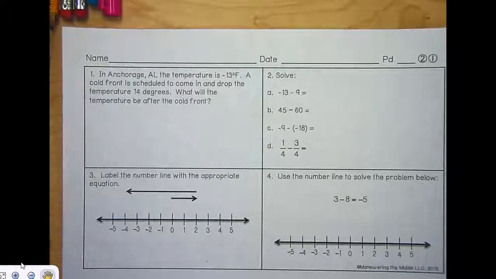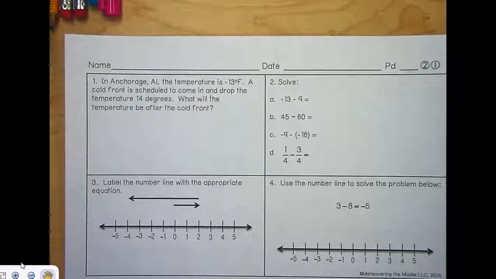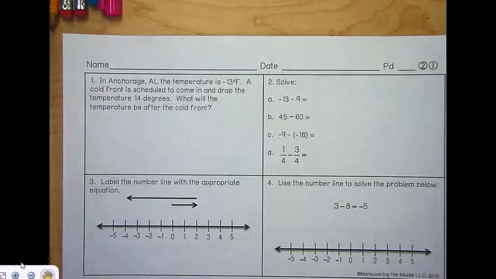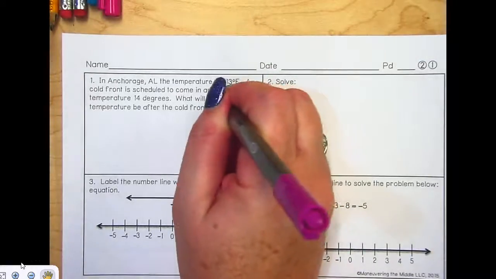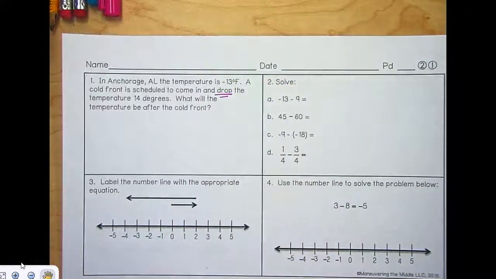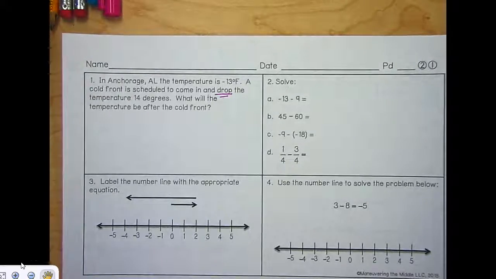In Anchorage, Alaska, the temperature is negative 13 degrees Fahrenheit. A cold front is scheduled to come in and drop the temperature 14 degrees. That's an important word there. What will the temperature be after the cold front? Can anyone tell me what equation or expression you need to write to solve that? What's the math sentence? It's subtracting, so what should it look like?